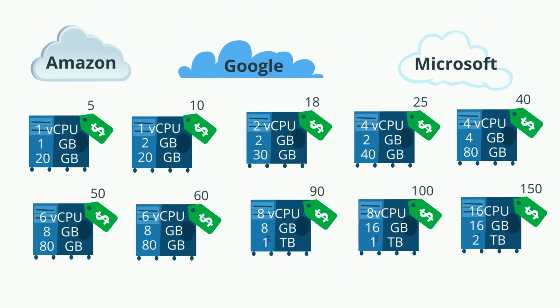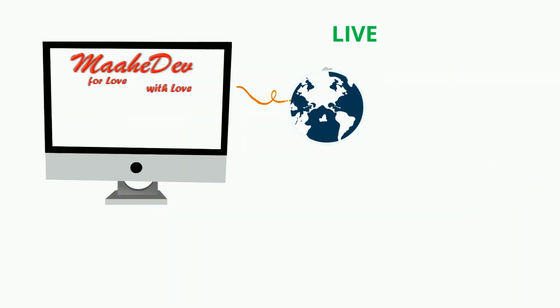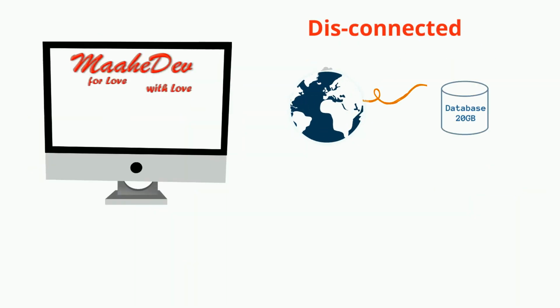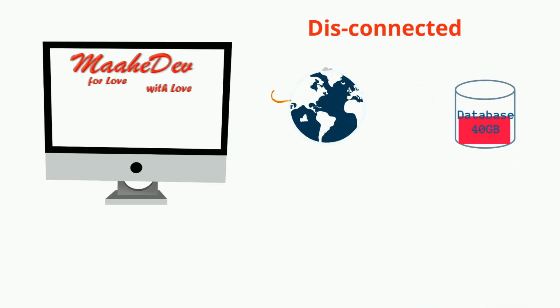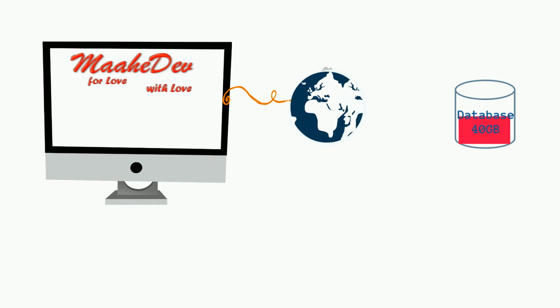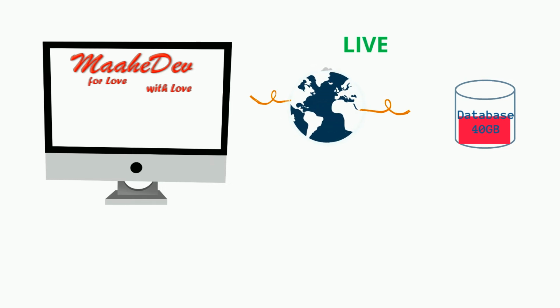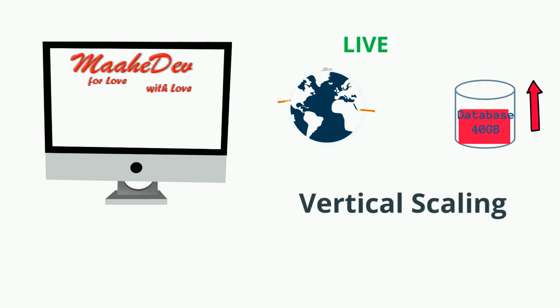Okay, so I am back to my cloud mall, and this time I'll upgrade to a 40 GB server. With the new 40 GB server, I first need to disconnect my old database. My website is down. Connect the new database, add all my data from the 20 GB database to this 40 GB database, and then connect again to go live. So there's a downtime, and this particular scaling is called vertical scaling, also called scale up.